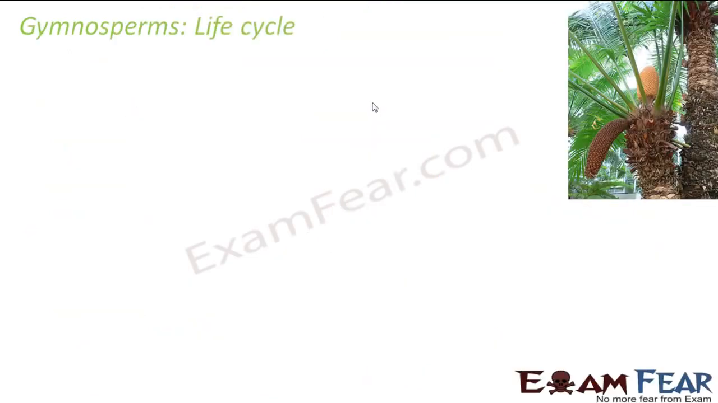So with this, I think we have understood the life cycle of a gymnosperm. So here you can look at this picture. This is a pine tree where you can see a male and a female cone. So these are the cones. Both the male and the female cones are present in the same plant. So the dominant stage here again is the sporophyte.